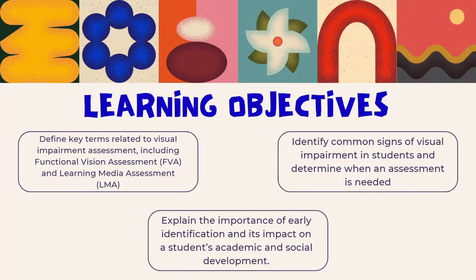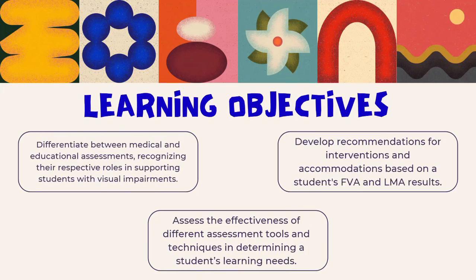By the end of this module, you should be able to define key terms related to visual impairment assessment, including FVA and LMA, explain the importance of early identification and its impact on students' academic and social development, identify common signs of visual impairment in students and determine when an assessment is needed, differentiate between a medical and educational assessment, recognizing their respective roles in supporting students with visual impairments, assess the effectiveness of different assessment tools and techniques in determining a student's learning needs, and develop recommendations for interventions and accommodations based on the student's FVA and LMA results.